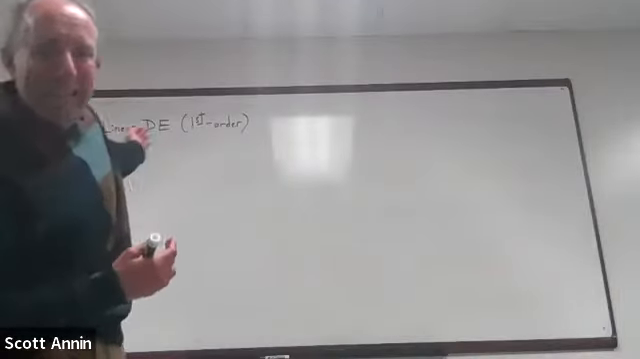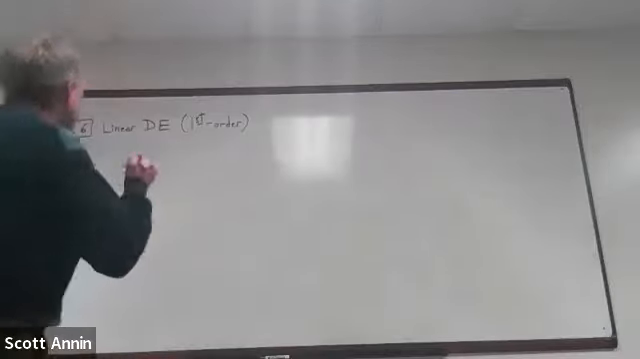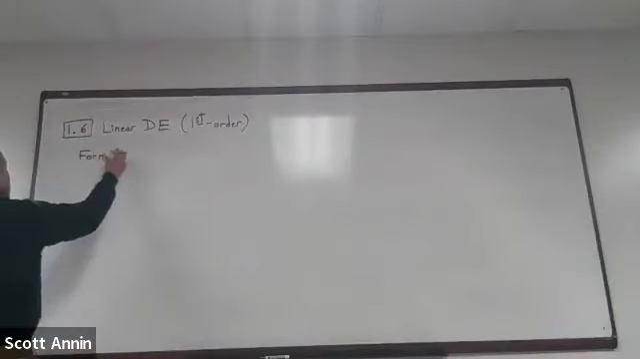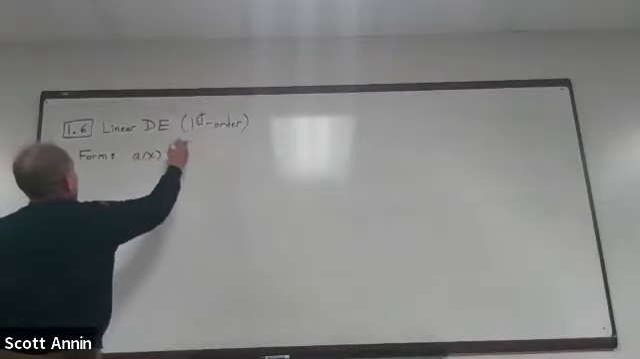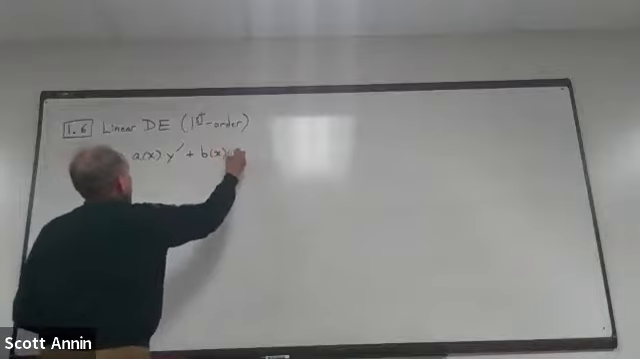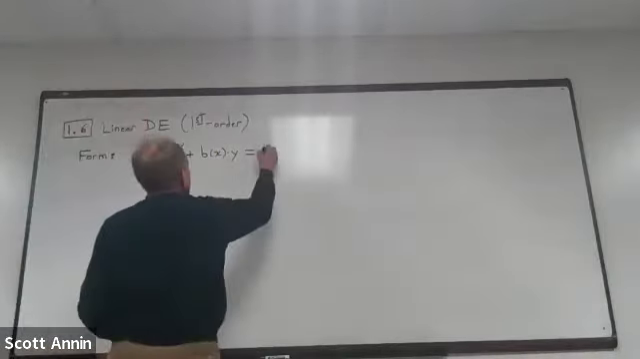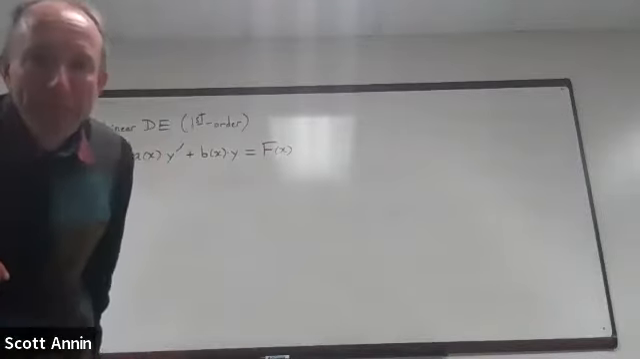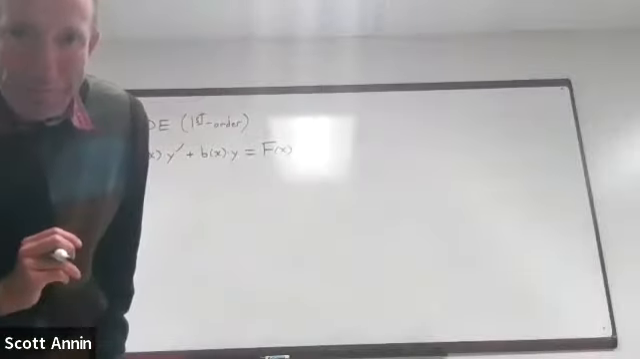The first thing I want to do is write down, remind you, if necessary, what is the form of a linear differential equation. And I'm going to just focus on first order. The form of this differential equation would be something like this. There would be some function of x times y prime plus some other function of x times y. And this would all be equal to some right-hand side function of x, capital F of x. The a of x and the b of x, those are functions of x.